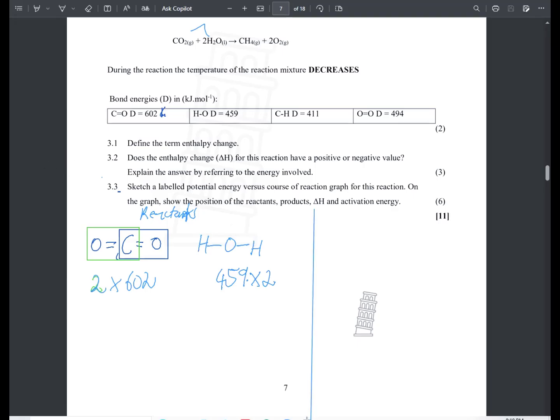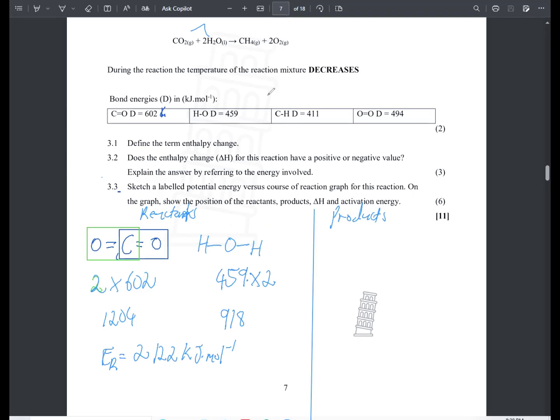Let's add up the sum. 2 multiplied by 602 is 1,204. 459 multiplied by 2 is 918. If we add those together, we get 2,122 kilojoules per mole. So this would be the energy of the reactants. Okay, now let's come to the products.